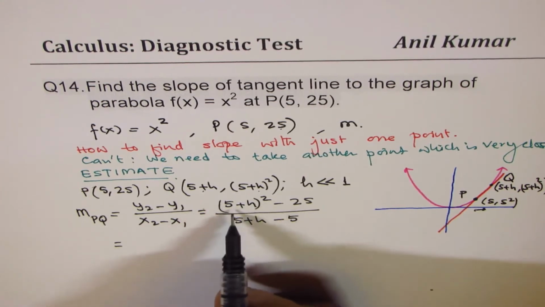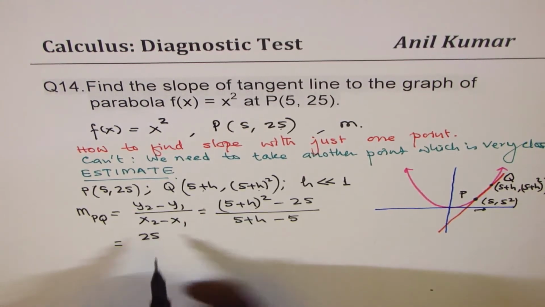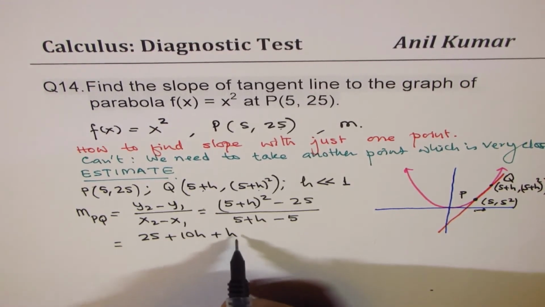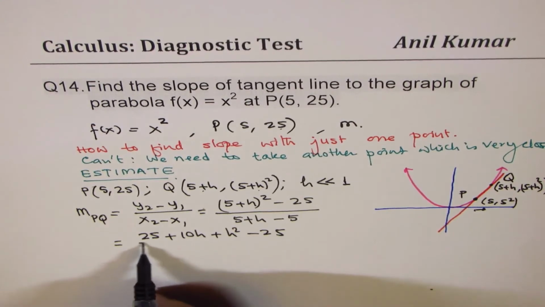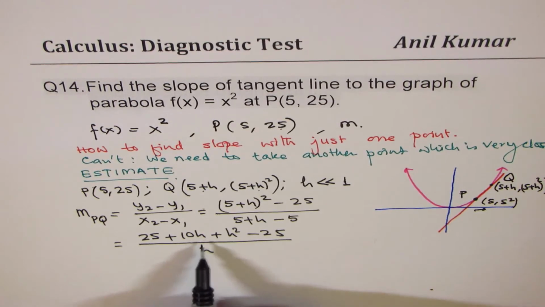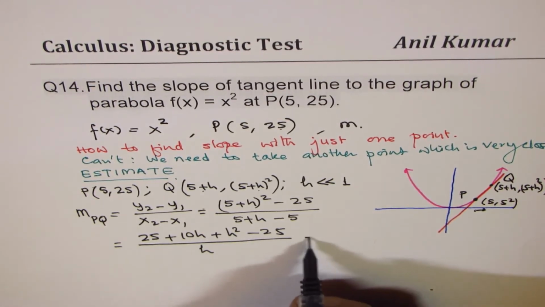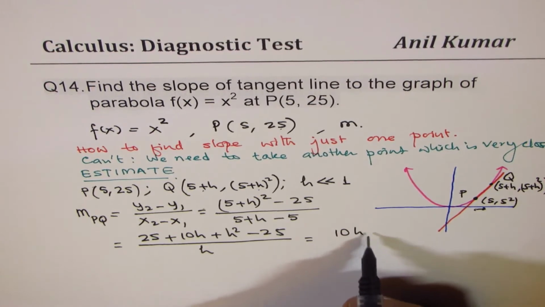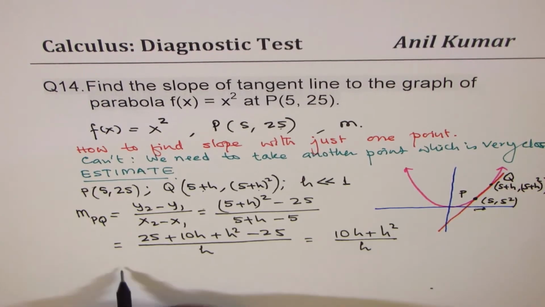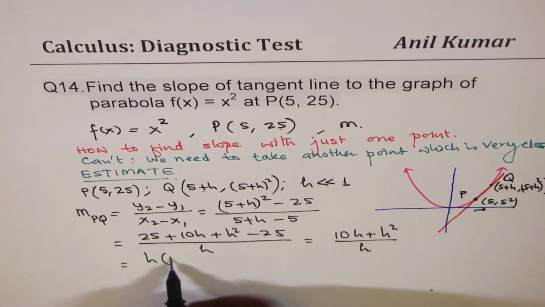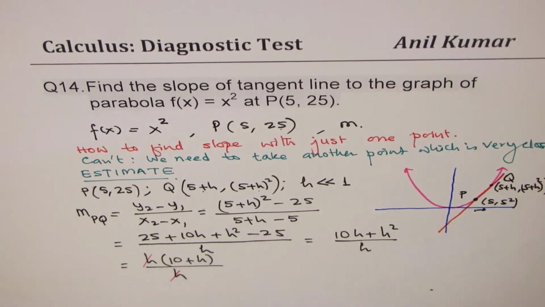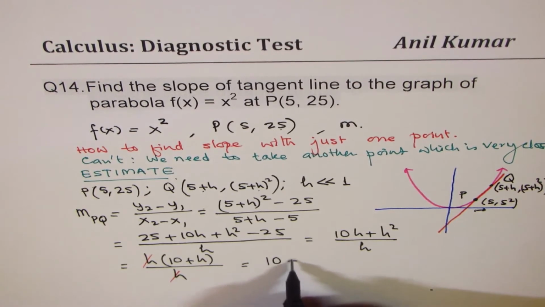Now, if you expand (5 plus h) whole squared, you get 25, which is the square of 5, plus 5 times 2 is 10, 10h, plus h squared, minus 25, over h. Now 25 cancels, so you're left with 10h plus h squared over h, correct? You can take h common. So we are left with (10 plus h) times h over h. Now they cancel out. So we are left with 10 plus h.